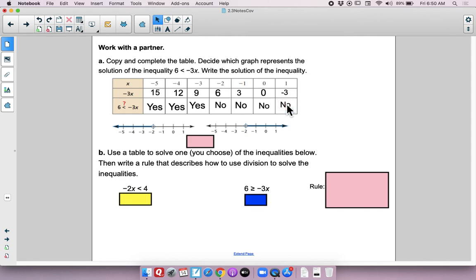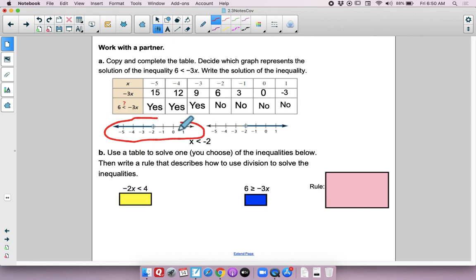So which one of these would work? Where are we going to find those? Where we get to negative 3, negative 4, negative 5, the x values, right? So what would we describe this graph as? X is less than negative 2. Okay, so go ahead and try B while I circle this one.